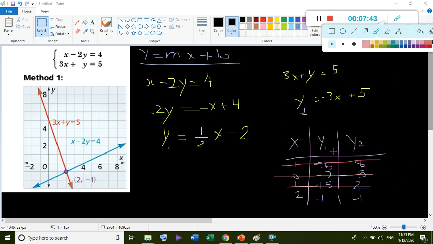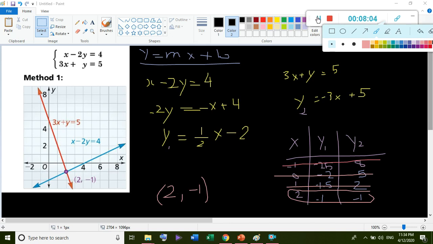Now here, y1 equals y2. So this is my solution. So the solution of this system is going to be 2, negative 1. Either you're going to do the table manually or you're going to use the graphing calculator.